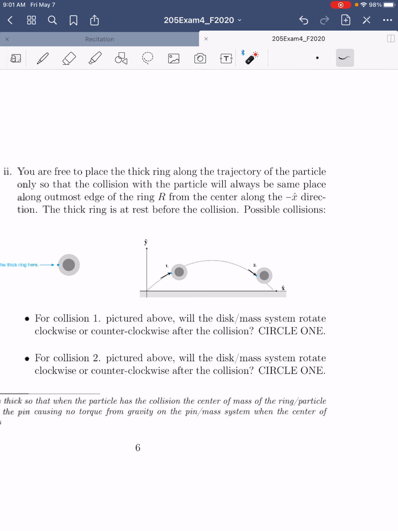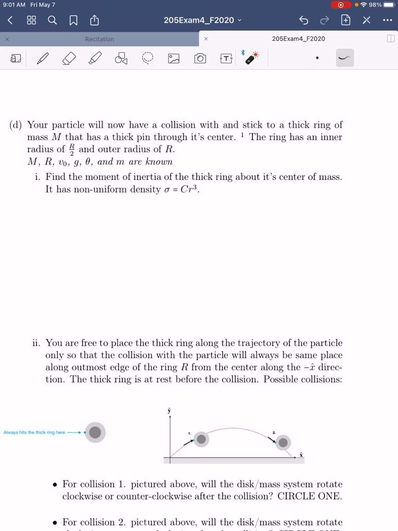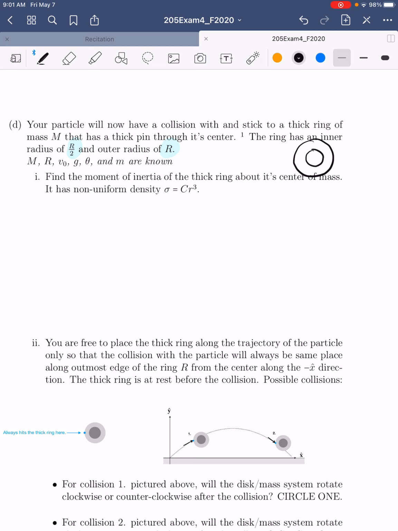And let's see exactly how. So it's going to have a collision with and stick to it. Initially this thing is at rest, and you're given information about its inner and outer radius. Its inner radius is r/2, and its outer radius is r. So you can think about it as just kind of this thick ring, with an inner radius r/2 and an outer radius of r.